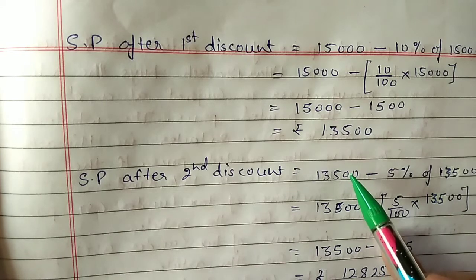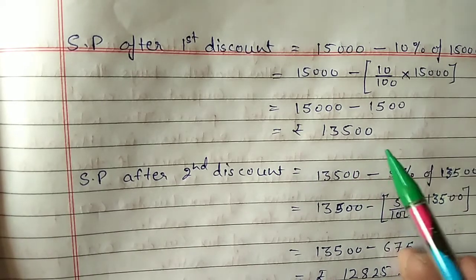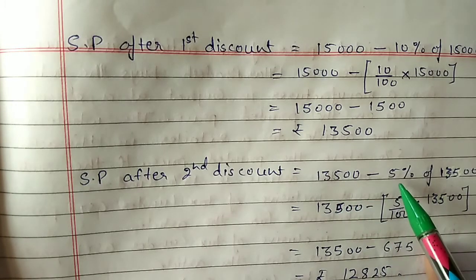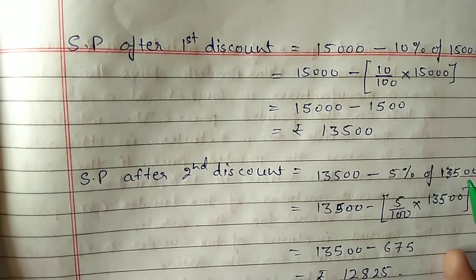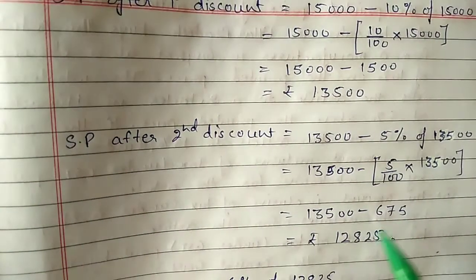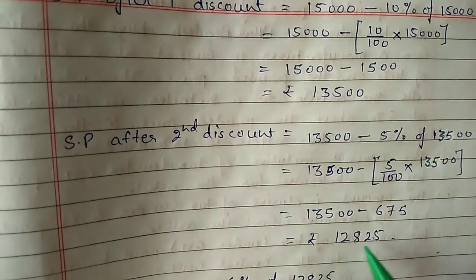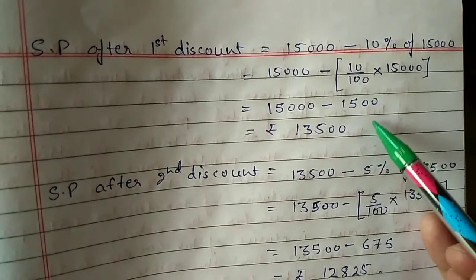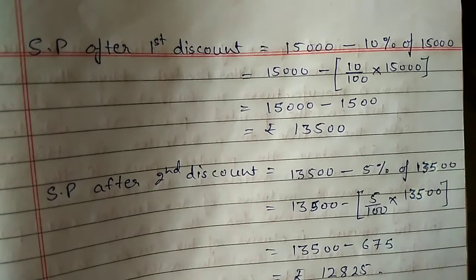Again he is giving an off-season discount of 5%. So the next discount is 5% of 13,500, which is equal to 675 rupees. So the final selling price is 12,825 rupees. These discounts we have to subtract one by one. Together we cannot subtract a 15% discount.